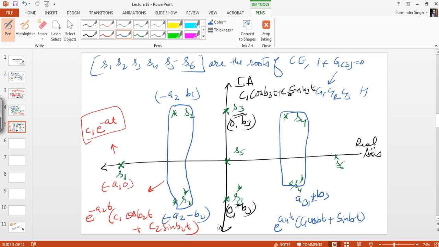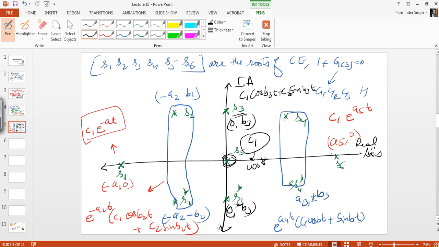Let's just think. Now if the roots are of nature S6, that means A5 0, if the roots are of nature S6, then the nature of response is this C1 e raised to power A5t, and if the roots are of nature S6, that is S5 right, at the center, so at the center both the terms are 0, so it's nothing but some value, some constant.